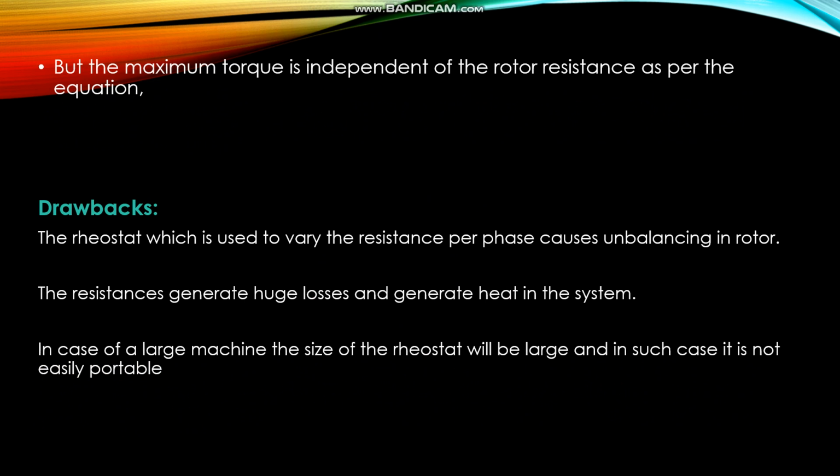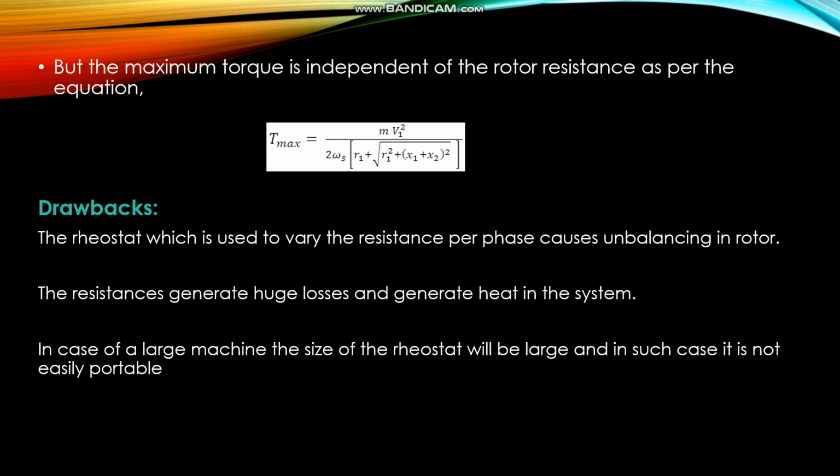But the maximum torque is independent of the rotor resistance, as per the torque max equation. Drawbacks: the rheostat used to vary the resistance per phase causes unbalance in the rotor. The resistance generates huge loss and heat in the system. In the case of a large machine, the size of the rheostat will be large, and in such a case it is not easily portable.